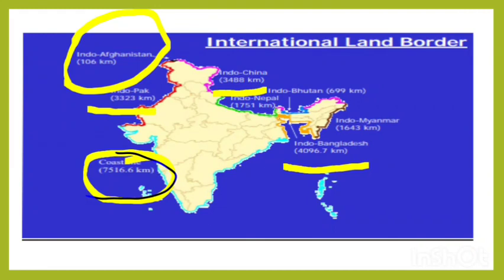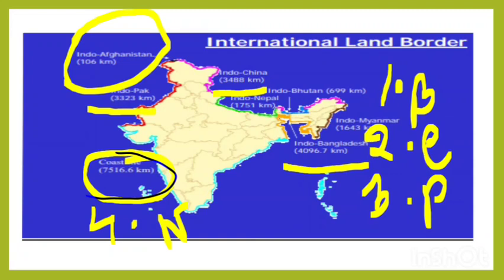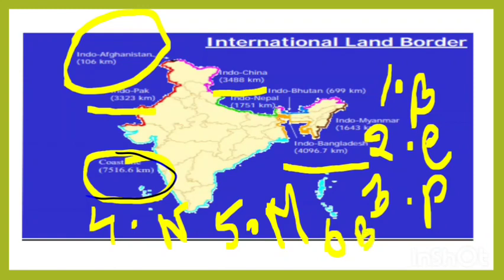Okay, so if you write this in order, first is Bangladesh, second is China, third is Pakistan, fourth is Nepal, that is 1,751, fifth is Myanmar, sixth is Bhutan, and seventh is Afghanistan. And Sri Lanka is an island country.